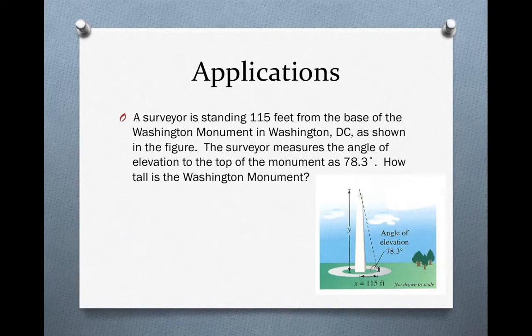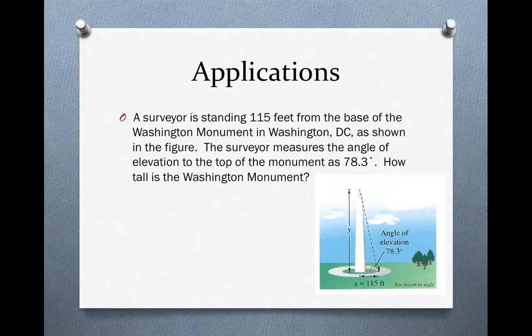But in this example, we're told that a surveyor is standing 115 feet from the base of the Washington Monument in Washington, D.C., as you see in the picture. The surveyor measures the angle of elevation to the top of the monument as 78.3 degrees. How tall is the Washington Monument?